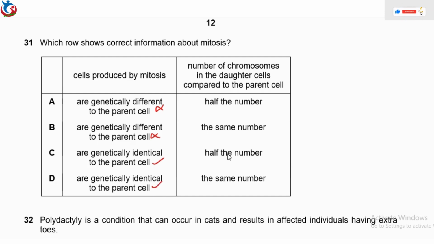Which of them is now correct? We'll take a good look at the other information about the number of chromosomes in the daughter cells compared to the parent cell. In daughter cells, the number of chromosomes is not halved during mitosis. That one is rather meiosis. But our question is about mitosis, so this makes our option correct. They have the same number of chromosomes in daughter cells as there are in the parent cell. So the correct option here is option D. Option D is the correct answer.